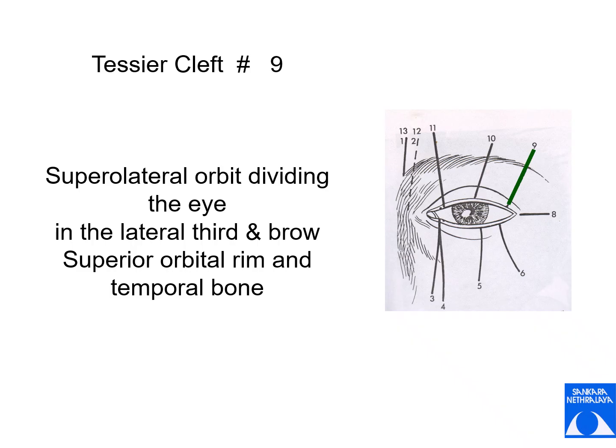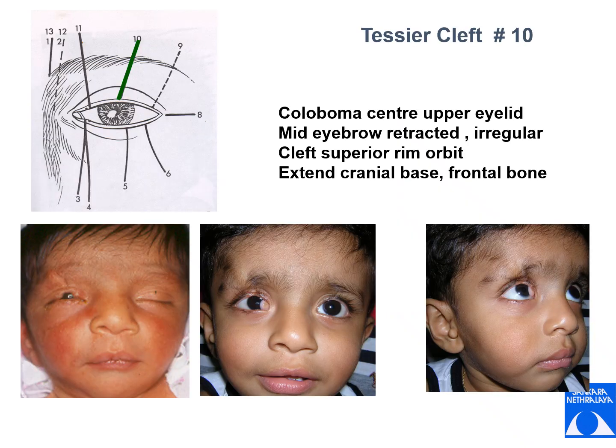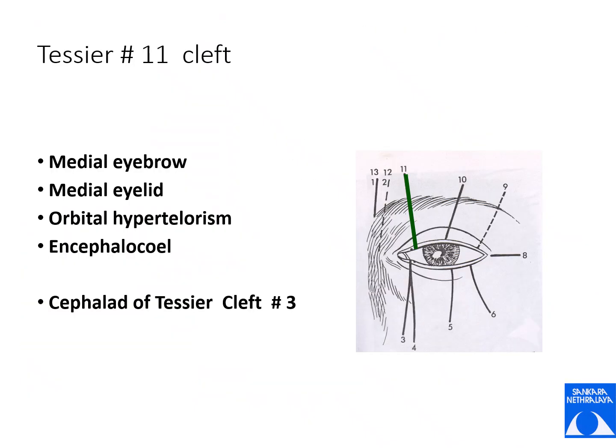Cleft 9. Superolateral orbit dividing the eye in the lateral third and brow, superior orbital rim and temporal bone show a defect. Tessier cleft 10. Coloboma in the center upper eyelid, mid-eyebrow retracted, irregular cleft, superior rim of orbit, extend cranial base and the cranial bone, frontal bone.